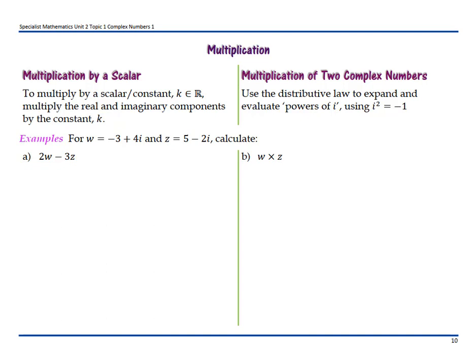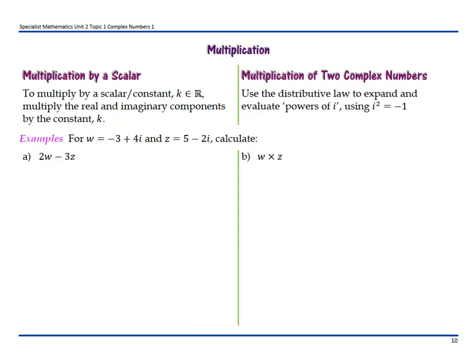This video looks at multiplying complex numbers, and we're going to look at multiplication by a scalar and multiplication of two complex numbers. Now, we're multiplying by a scalar or a constant, where that constant is an element of the real number system. We multiply the real and imaginary components by the constant.